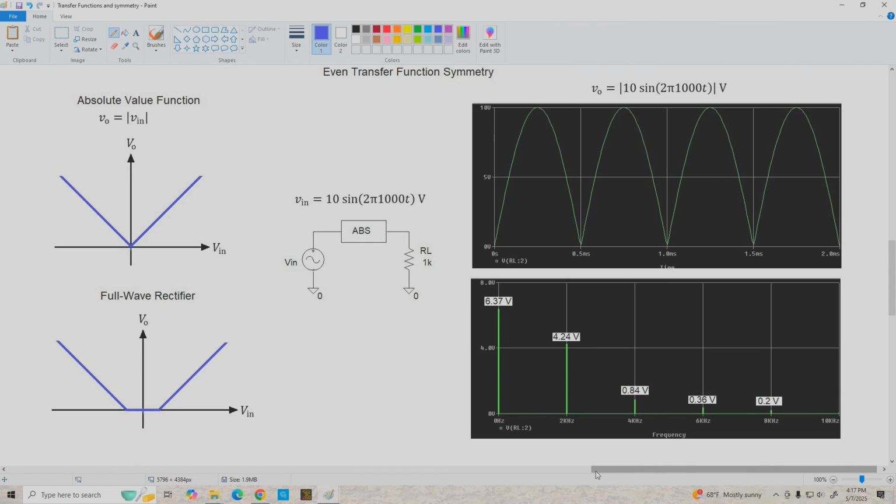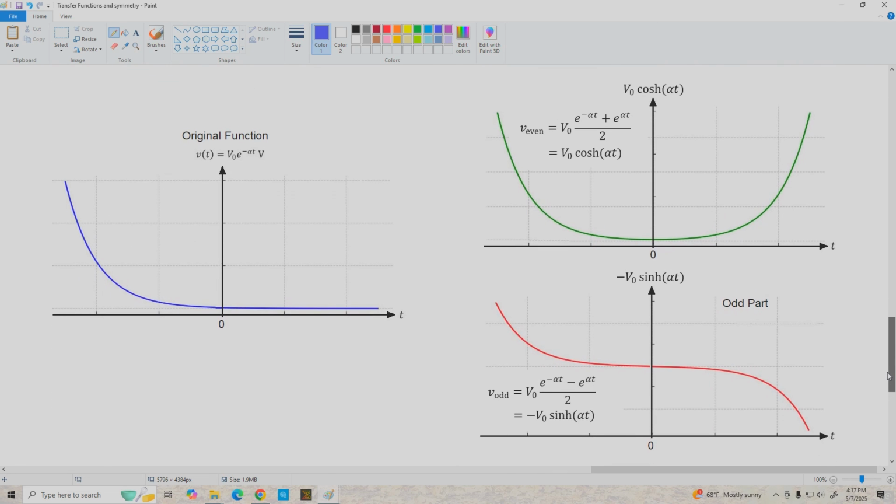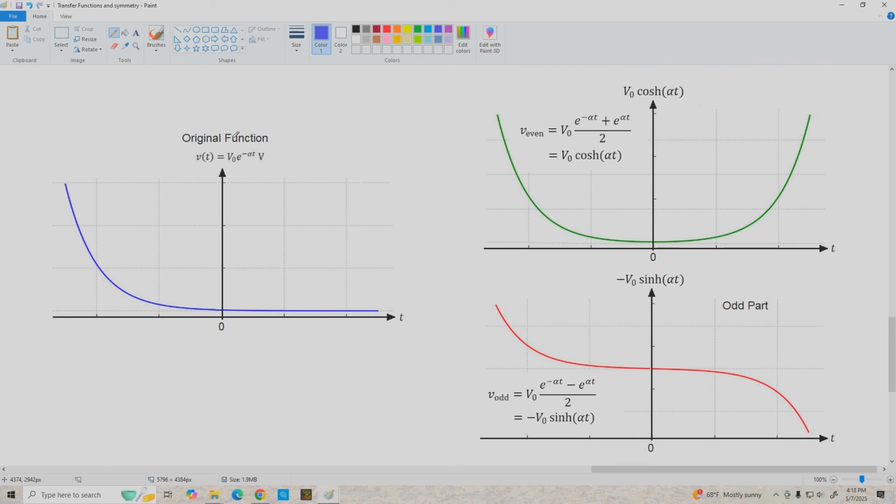So that just about wraps it up for today's video. Hopefully this gave you a little bit more insight into how transfer function shape and characteristics can affect the distortion of an amplifier. We're going to talk a lot more about this stuff later when we get into the design of effects circuits. But for now, I'm going to leave you with the derivation of the even and odd parts of the original decaying exponential we looked at the beginning of the video.